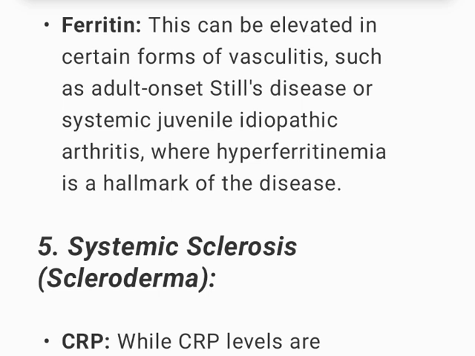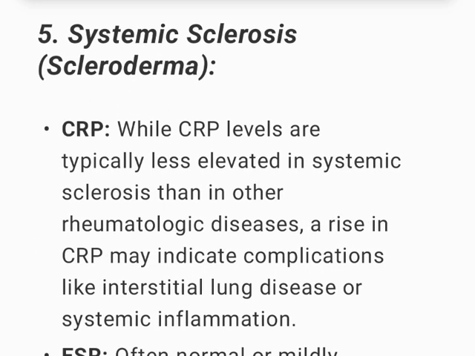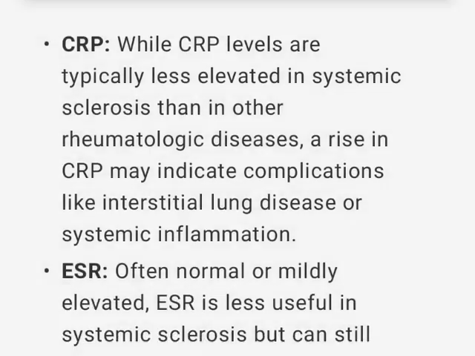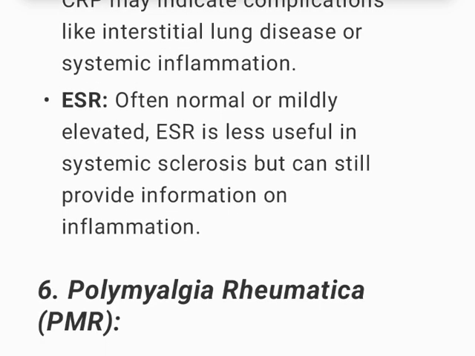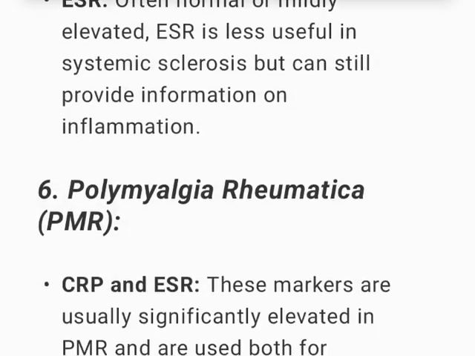5. Systemic sclerosis, scleroderma. CRP: while CRP levels are typically less elevated in systemic sclerosis than in other rheumatologic diseases, a rise in CRP may indicate complications like interstitial lung disease or systemic inflammation. ESR. Often normal or mildly elevated, ESR is less useful in systemic sclerosis but can still provide information on inflammation.